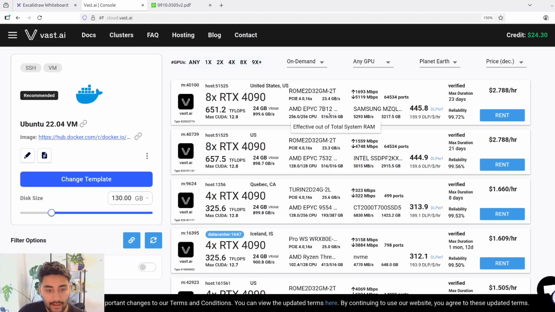And then the other thing you see here is that the system RAM is 516 gigs. Notice the size difference, right? That is quite important. We'll come back to this later on. And then notice the bandwidth as well, right? That bandwidth is really, really high.